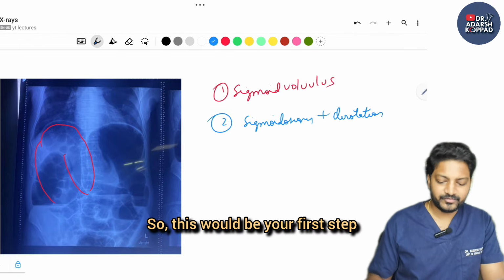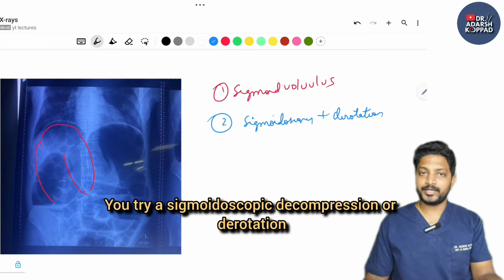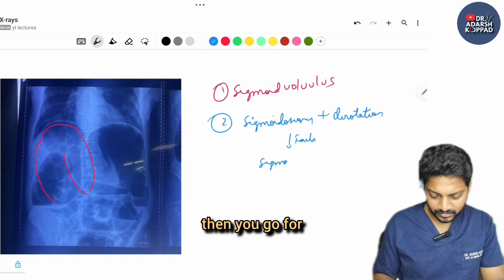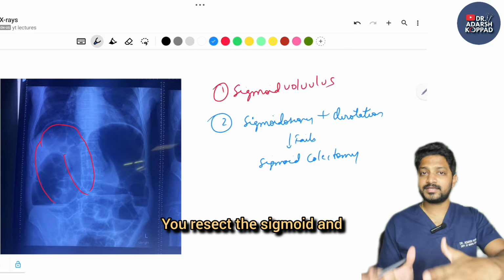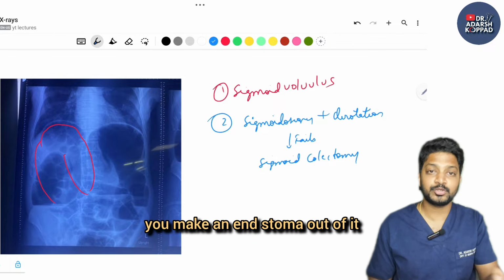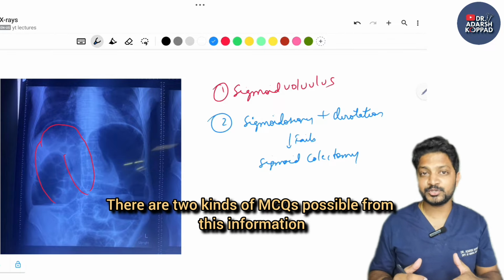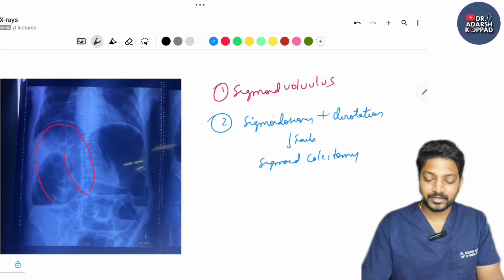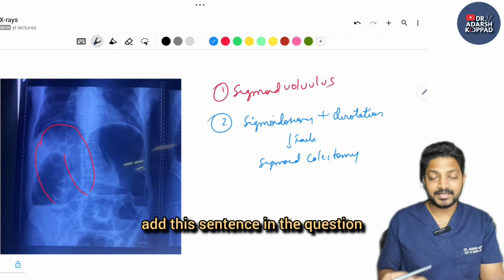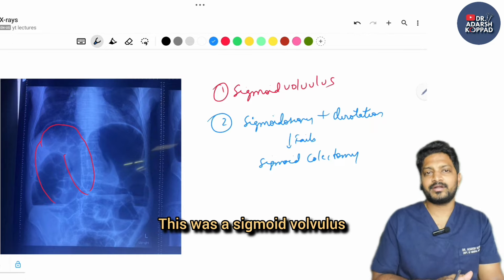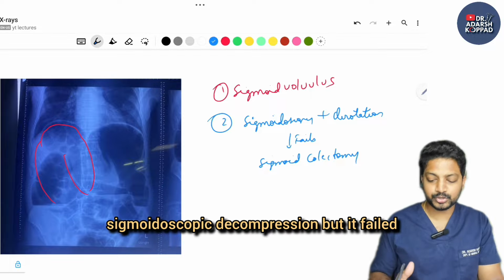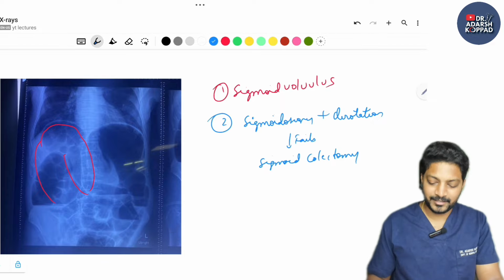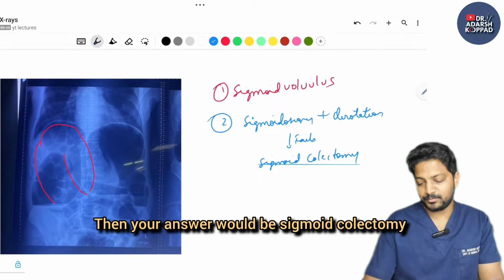So this would be your first step. You try a sigmoidoscopic decompression or derotation. If it fails, then you go for sigmoid colectomy. You resect the sigmoid and you make an end stoma out of it. There are 2 kinds of MCQs possible from this information. He may ask you the next best step, or he can also add the sentence in the question, this was a sigmoid volvulus, you tried sigmoidoscopic decompression, but it failed. Then he'll ask you what is the next best step. Then your answer would be sigmoid colectomy.